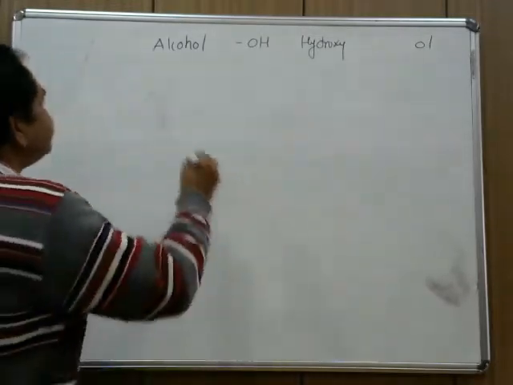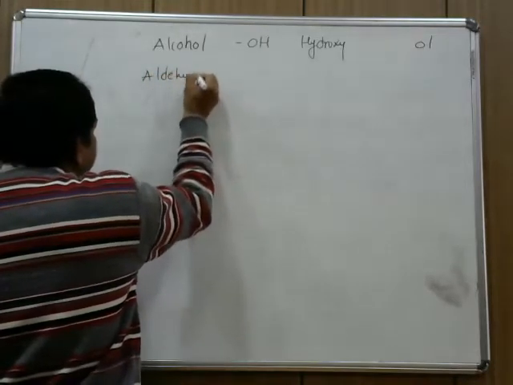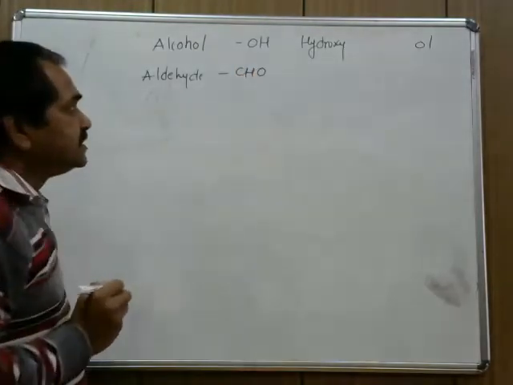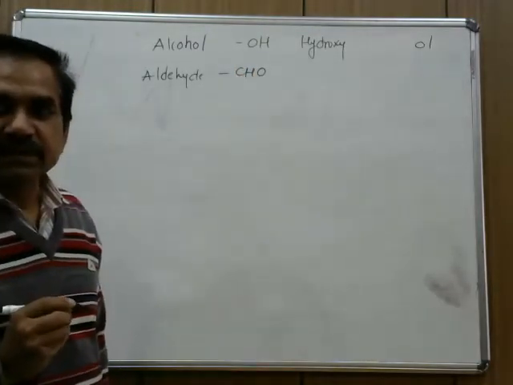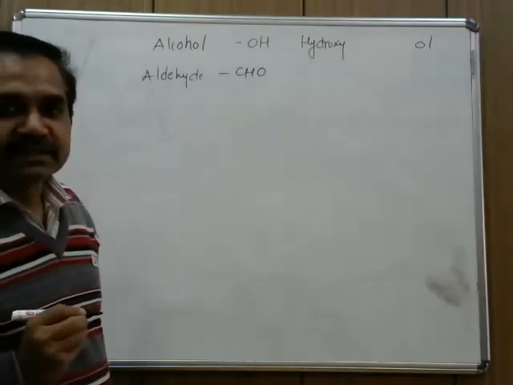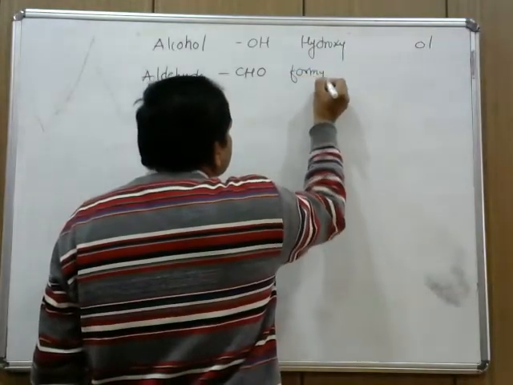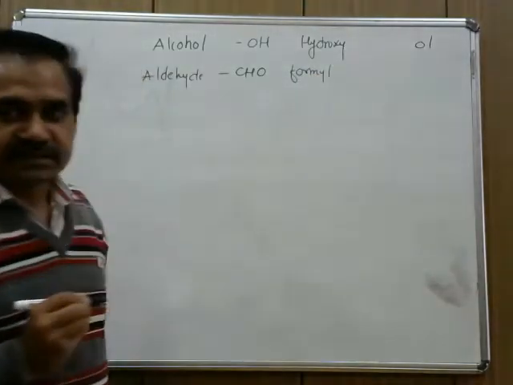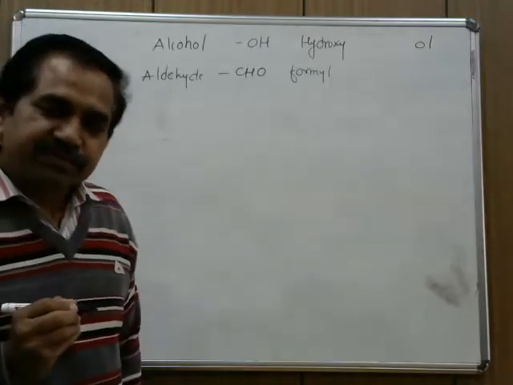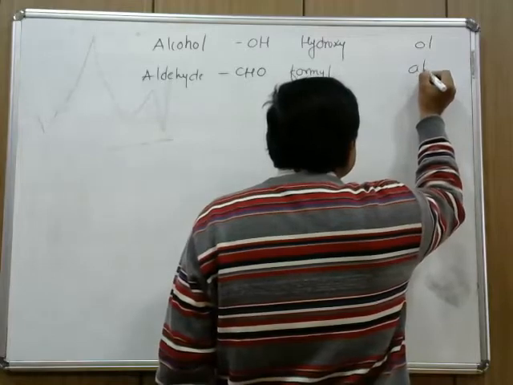then the term hydroxy is used to represent its position. Next is aldehyde. The functional group is CHO. When the CHO group is treated as a substituent, the word formyl is used. But when it is present as the functional group, then the suffix used is al.